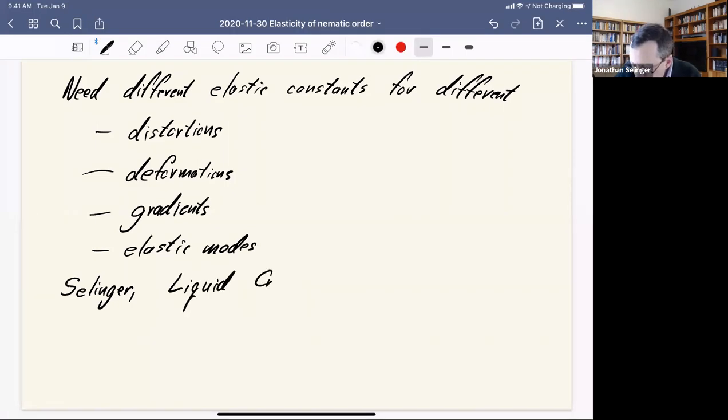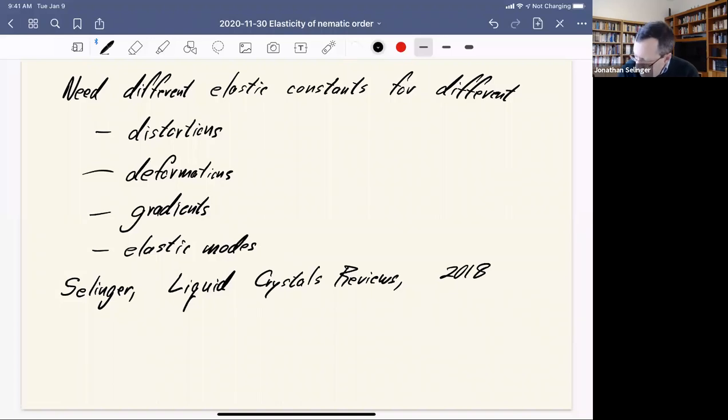Liquid Crystals Reviews in 2018. And so that article is posted on the Blackboard site for this class. And so what I'm presenting in this class is a short version of the story that's in that article.